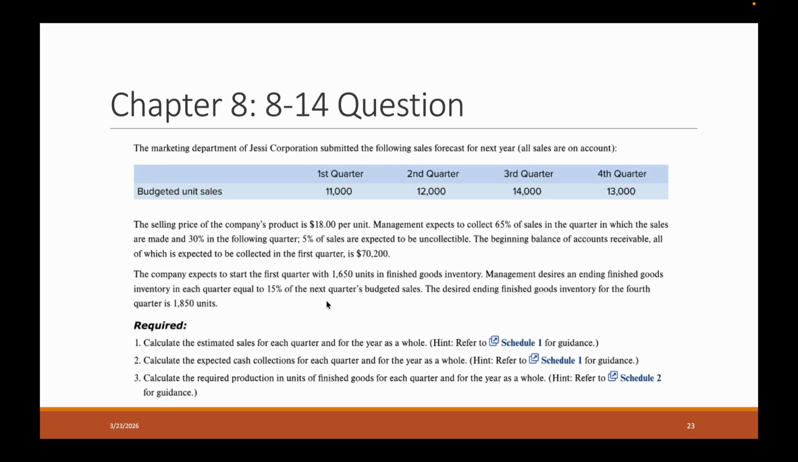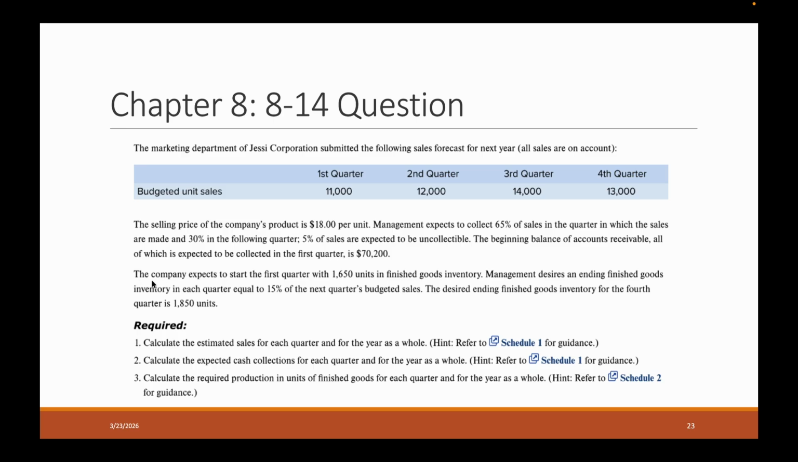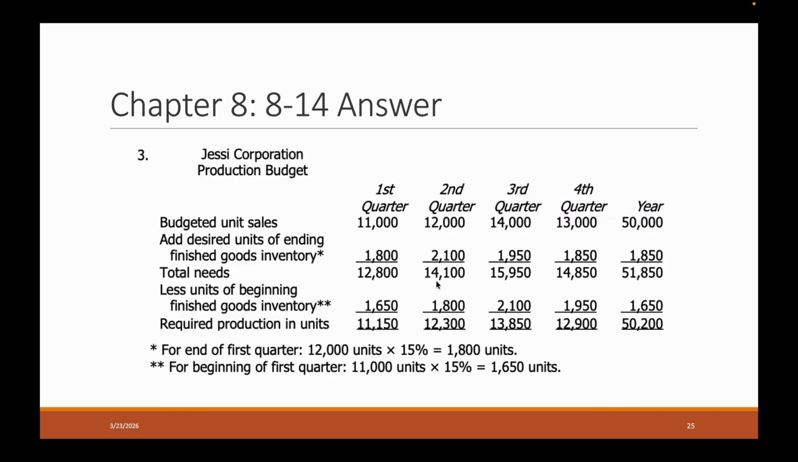And it tells us that here management desires an ending finished goods inventory in each quarter equal to 15% of the next quarter's budgeted sales. So 15% times the next quarter's 12,000 sales gives us 1,800 of ending inventory. So the total needs for this first quarter is going to be 12,800. And we were given 1,650 in beginning finished goods. The company expects to start the first quarter with 1,650 units in finished goods inventory. So that means what we need to produce this quarter is 11,150.